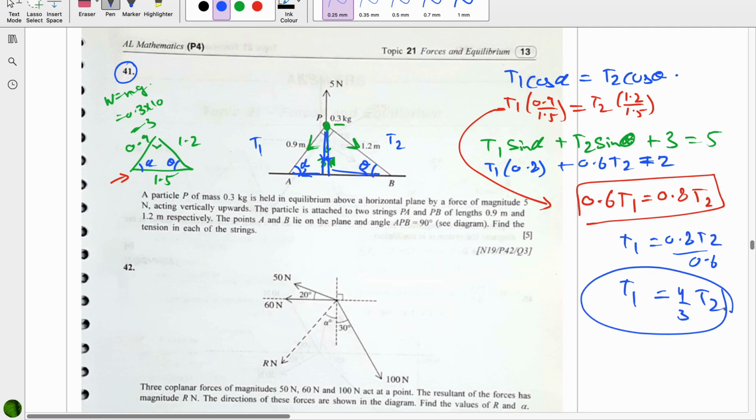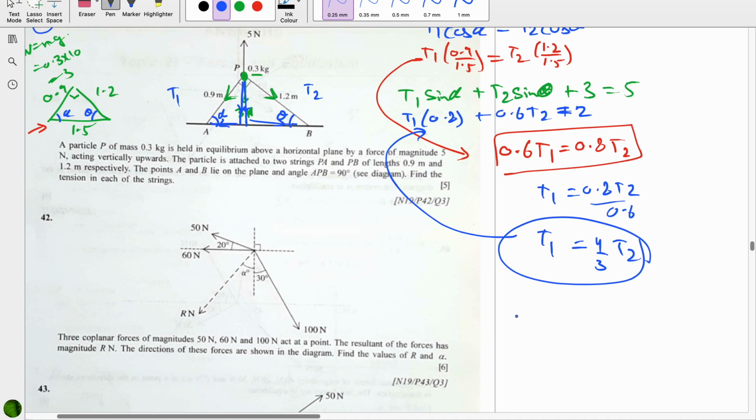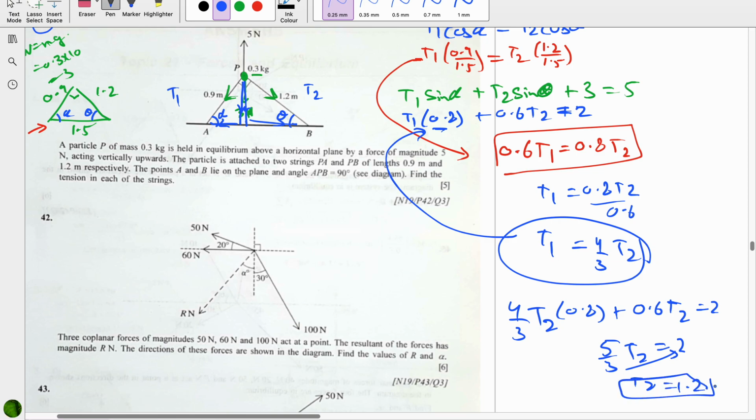We can substitute it in the second equation. So substituting T1, which is 4 by 3 T2, into 0.8 T1 plus 0.6 T2 is equal to 2. Solving for T2, 4 divided by 3 into 0.8 plus 0.6 is 5 by 3 of T2 equals 2. T2 is 2 times 3 by 5, which is 6 by 5, that is 1.2. So T2 is 1.2 newtons.